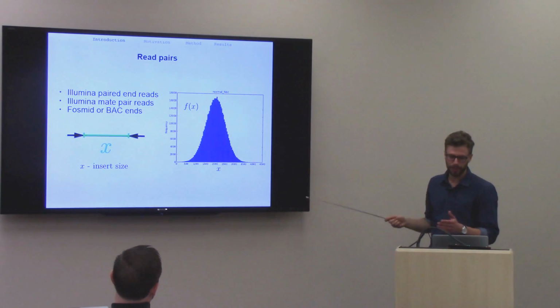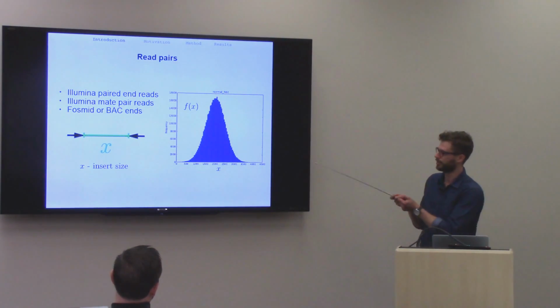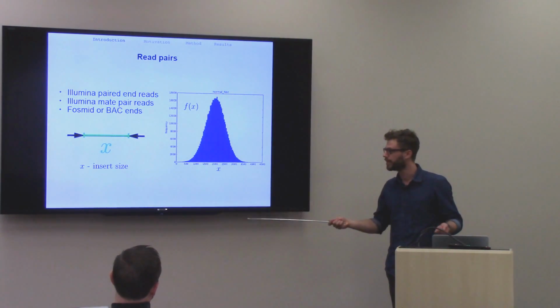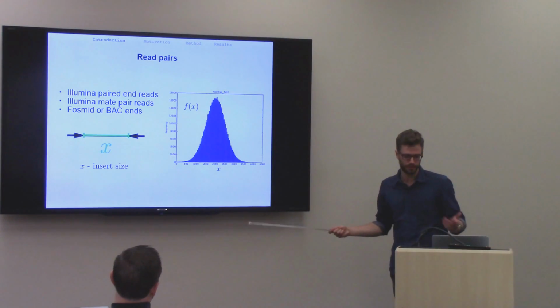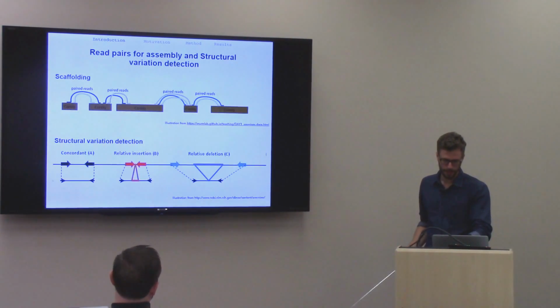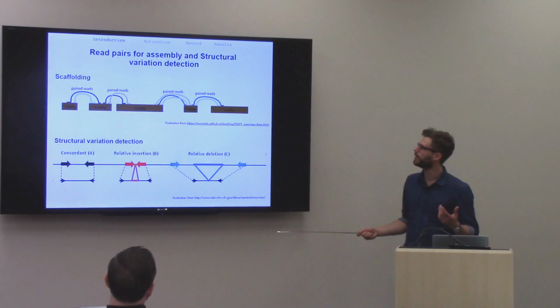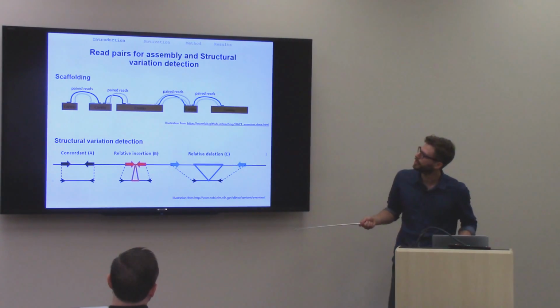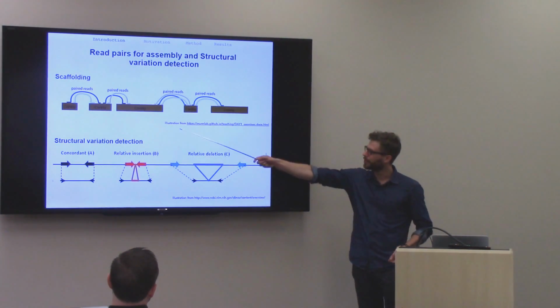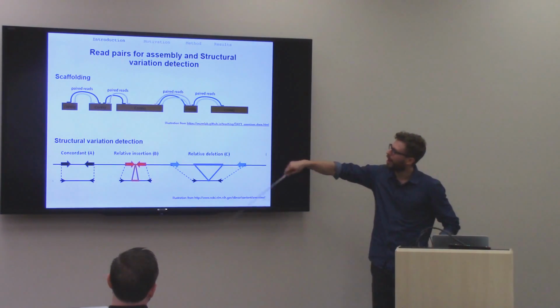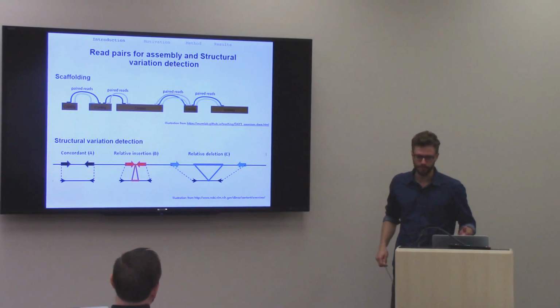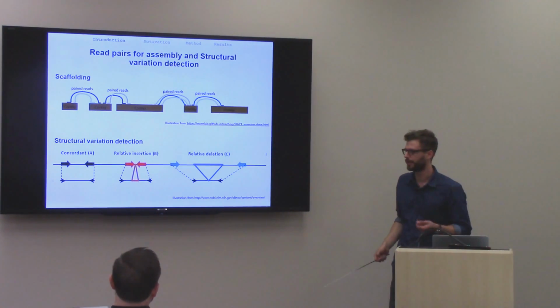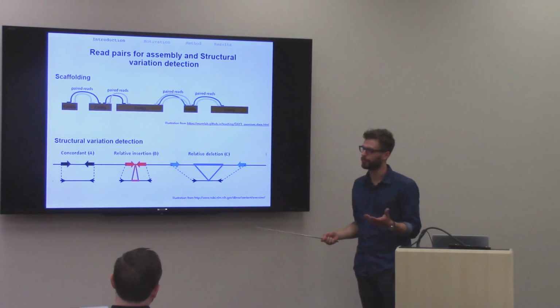These read pairs can come from sequencing technologies such as Illumina paired end reads, Illumina mate pair reads, Fosmid backends. It's just different ways to generate them. And these read pairs can be utilized in many different applications, such as scaffolding and structural variation detection. If the two reads within a read pair map to two different contigs, they give some information on the distance, orientation, and order that the contigs have with respect to each other.